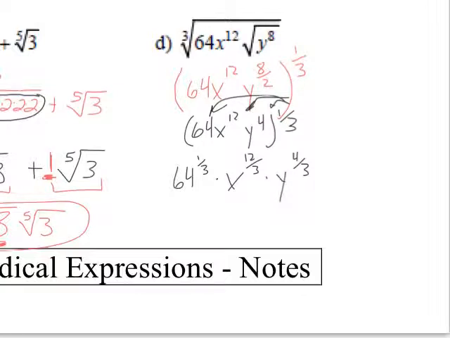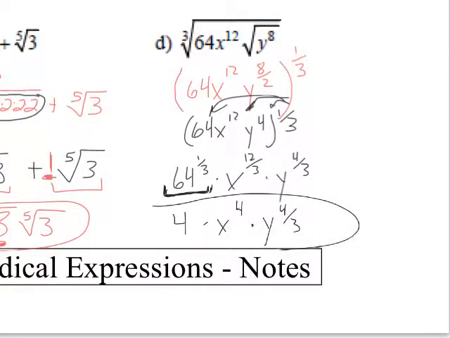All right, 64 to the 1/3, that's the same thing as the 3rd root of 64, and I know that that is 4, because 4 to the 3rd is 64. X to the 12/3 reduces to x to the 4th, and then y to the 4/3 we could leave as y to the 4/3 and call this our final answer.